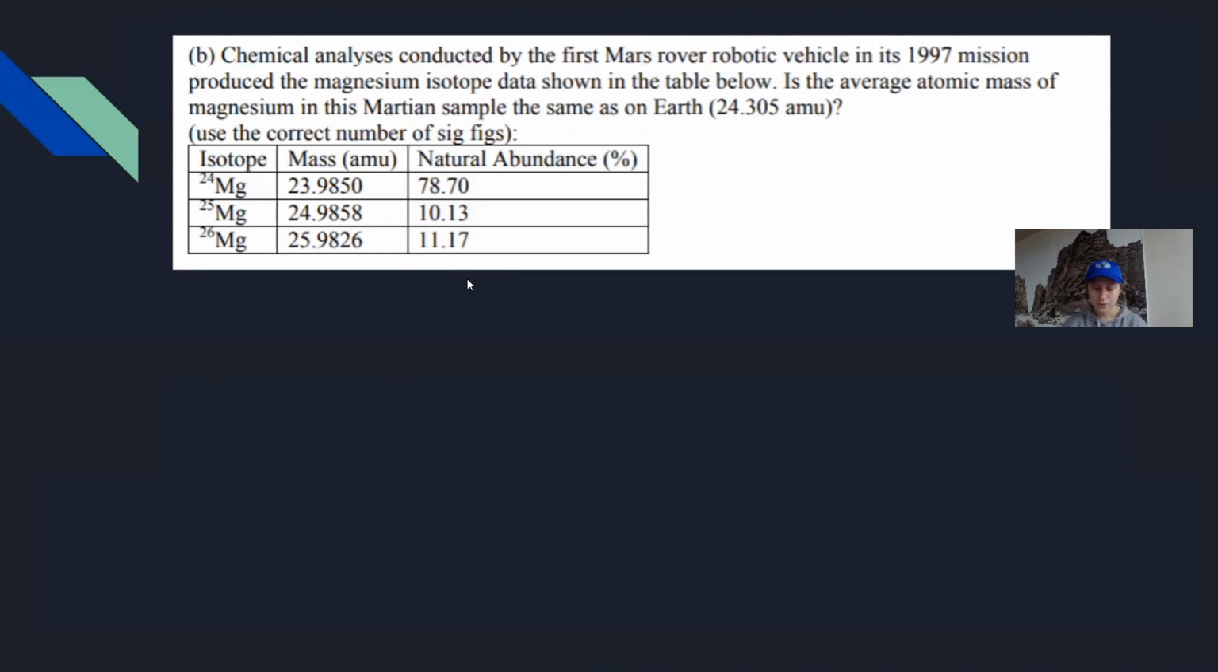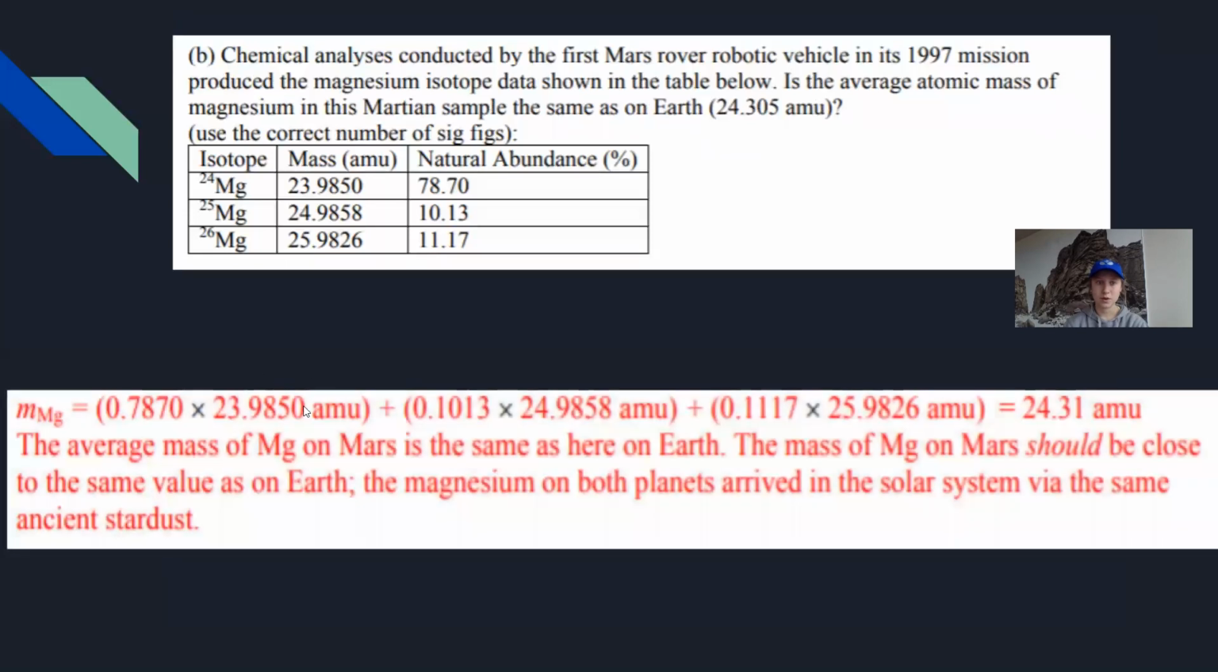Okay, so for B, for this one, you just needed to multiply the mass by the natural abundance as a decimal again, and then add them all up. The mass should be really similar because it's from the same place.